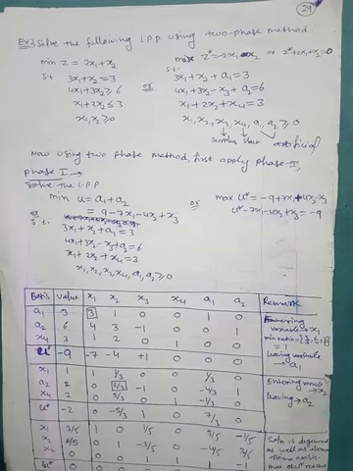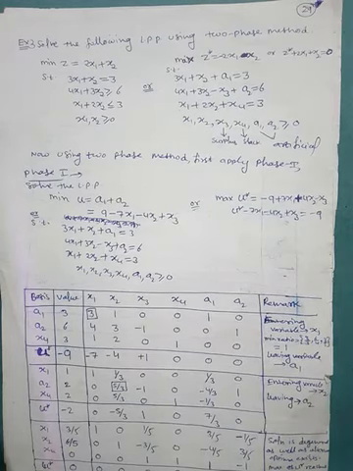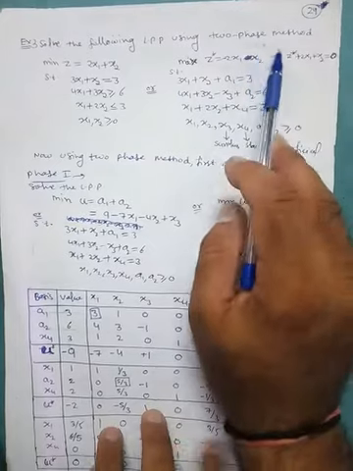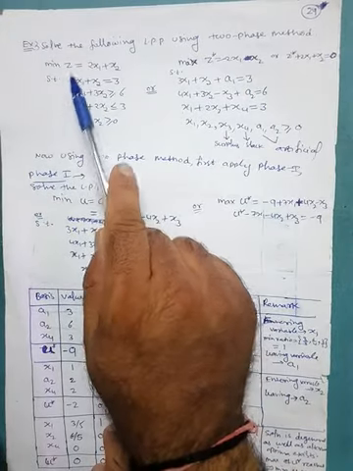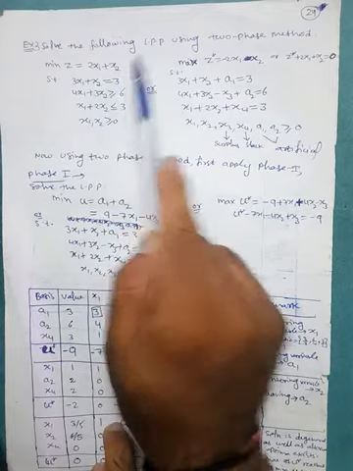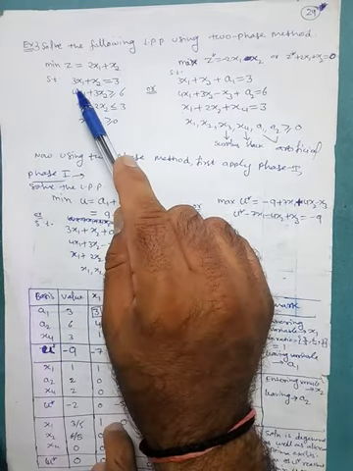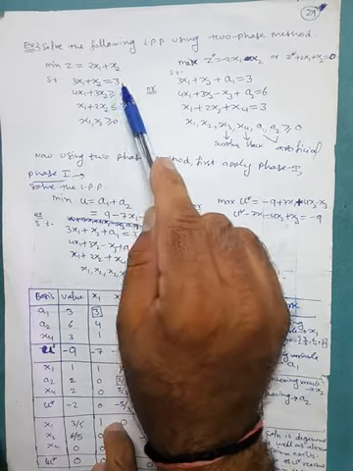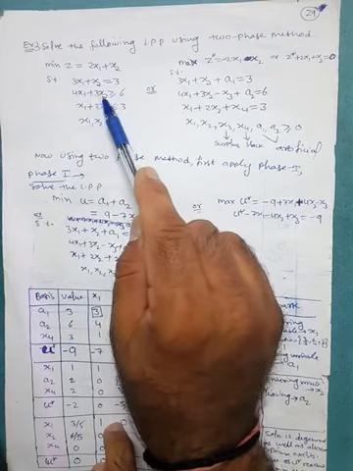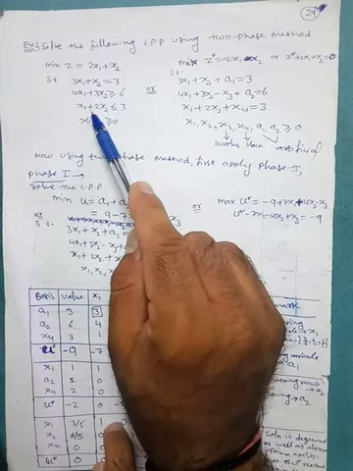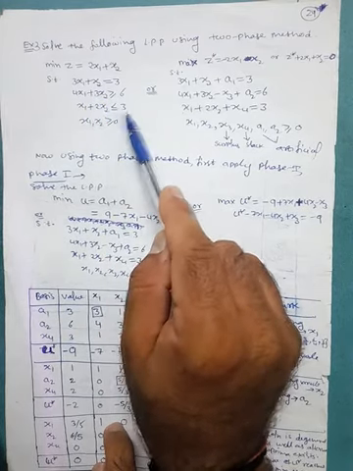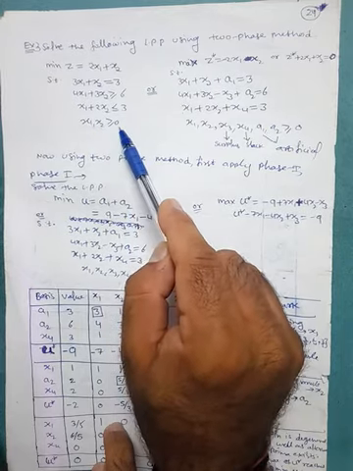Students, in this video, I am going to take examples on two-phase method. First example is this: minimum z is equal to 2x1 plus x2 subjected to the constraint 3x1 plus x2 is equal to 3, 4x1 plus 3x2 is greater than equal to 6, x1 plus 2x2 is less than equal to 3, and x1, x2 both are greater than equal to 0.